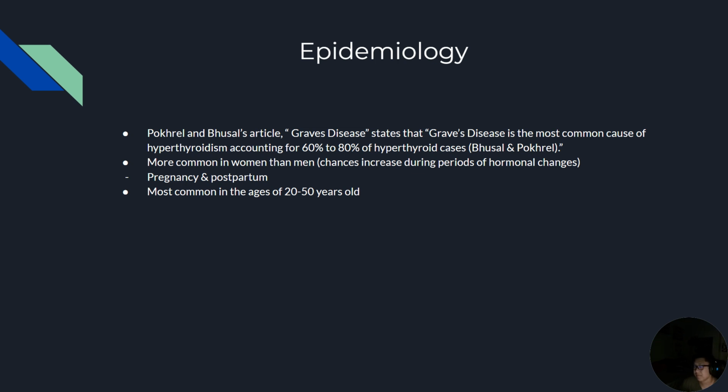Here we come along with the epidemiology. This is a research paper I found from Pacro and Busso's article called Graves' disease, and they stated that Graves' disease is the most common cause of hyperthyroidism, accounting for 60% to 80% of hyperthyroid cases. You can find it more commonly in women than men, and their chances increase during periods of hormonal changes, especially in pregnancy and postpartum, and it is most common in the ages of 20 to 50 years old.